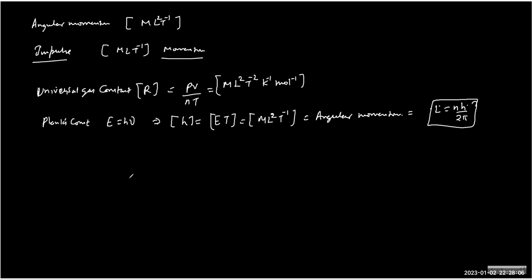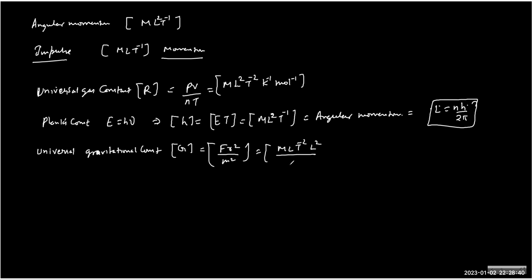So let's take something. Universal gravitational constant, capital G. How much? If you recall Newton's formula, F equals G M1 M2 by R square, right? Yes, sir. So G is F R square by M square. That's MLT minus 2 into L square by M square. What's the answer? Okay. Yes, sir.